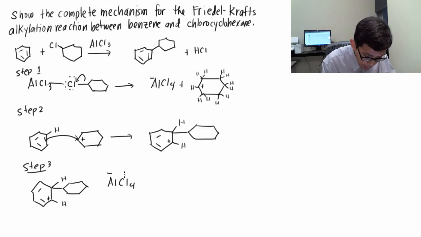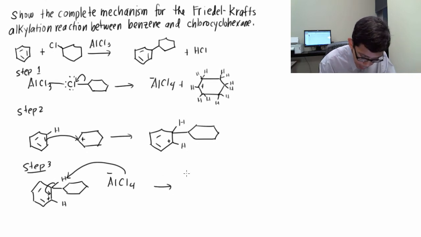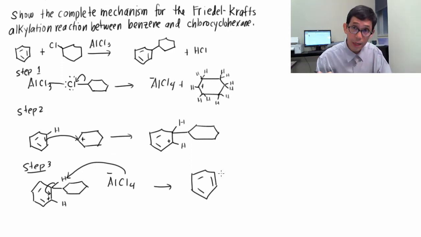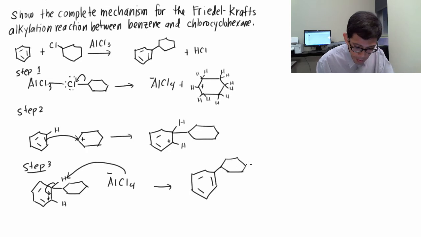So what happens next is one of the Cl's on AlCl4 grabs the H, and that bond between the carbon and the H goes between that carbon and that carbon, and now you have this here. Aromaticity is re-established. That third pi bond is now back there. The H was grabbed by one of the Cl's on AlCl4, and now you have the cyclohexane attached to the benzene ring, and in the process you produced HCl, and also you regenerated AlCl3.